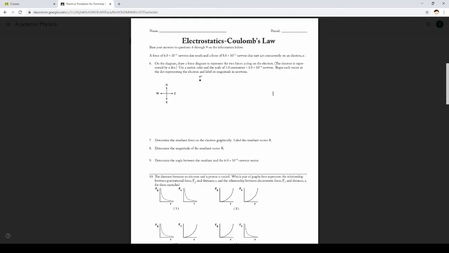Number 6. A force of 6 times 10 to the negative 15th newtons due south and a force of 8 times 10 to the negative 15th newtons due east act concurrently on electron E. On the diagram, draw a force diagram to represent the two forces acting on the electron. The electron is represented by a dot. Use a ruler to give ourselves a scale. So you just need to make sure that you draw the arrow to the right as longer than the arrow south.